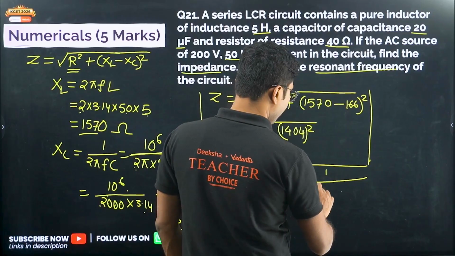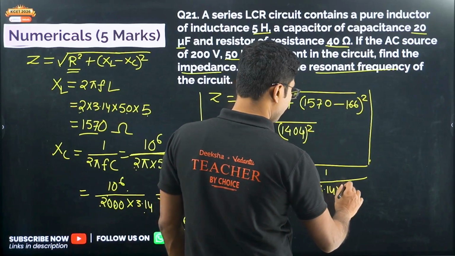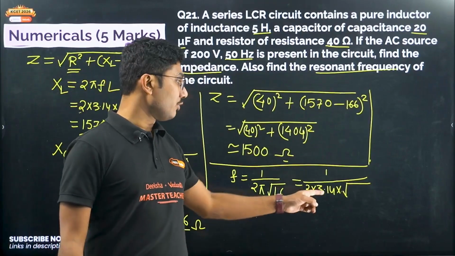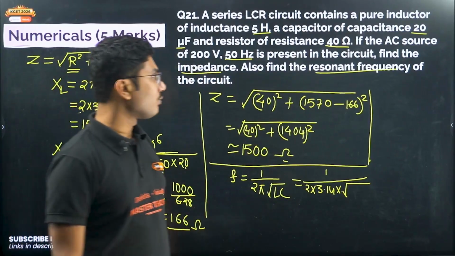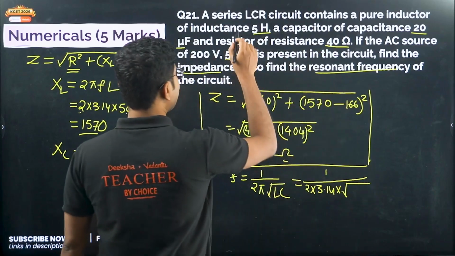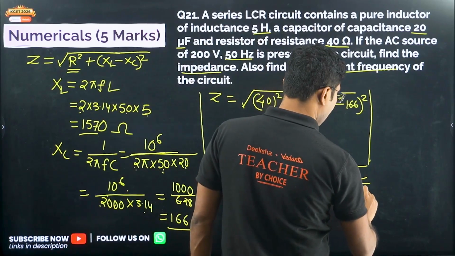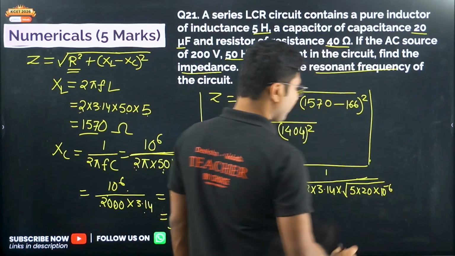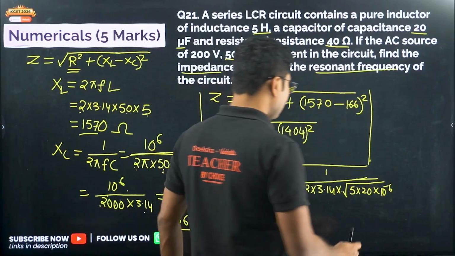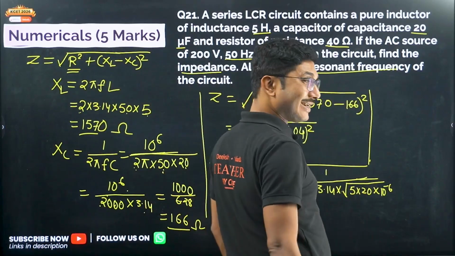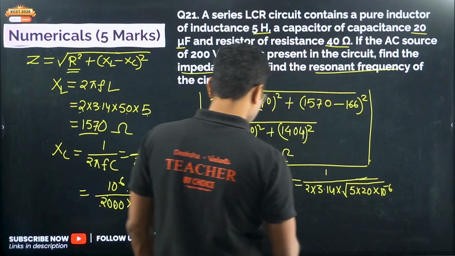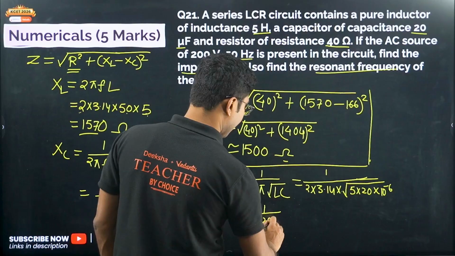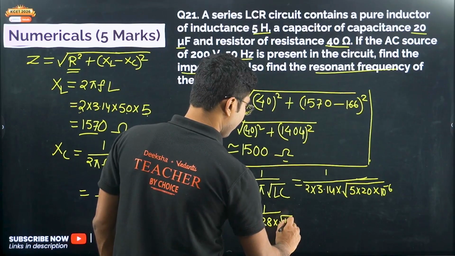So 2 into 3.14 into square root, and you are only allowed to use a simple calculator, not the scientific calculator. So you have to take pi's value as 3.14. Okay, what is L? L is 5, this is 20, and 10 to the power of minus 6 for microfarad. Now what you will get is 5 times 20 is 100, 100 into 10 to the power of minus 6. So you get this as 1 by 6.28 into square root of 10 to the power of minus 4.